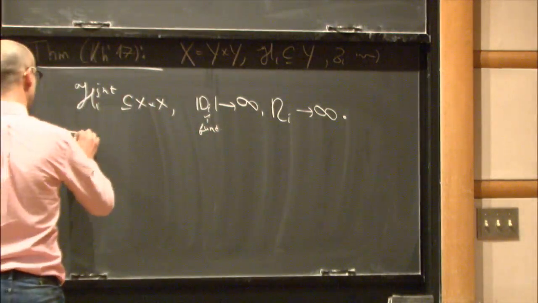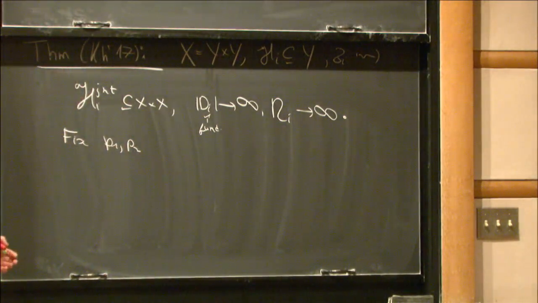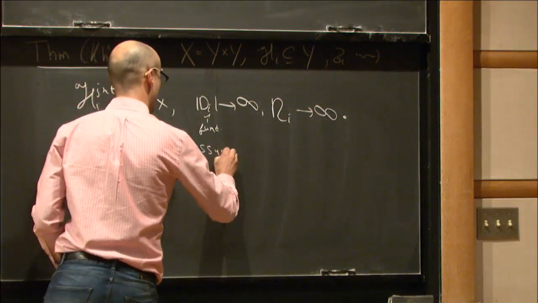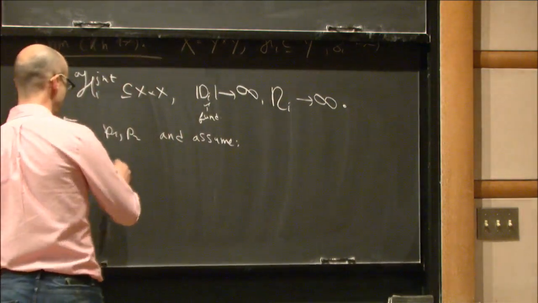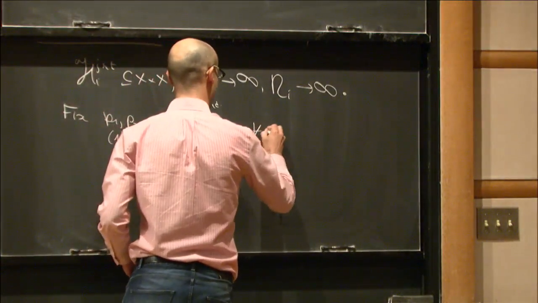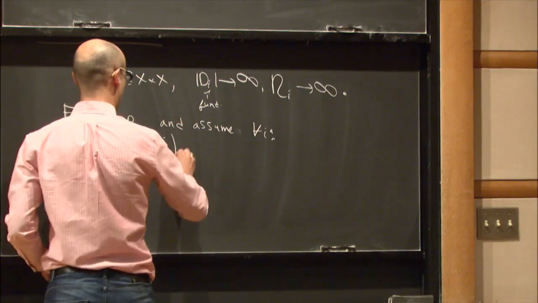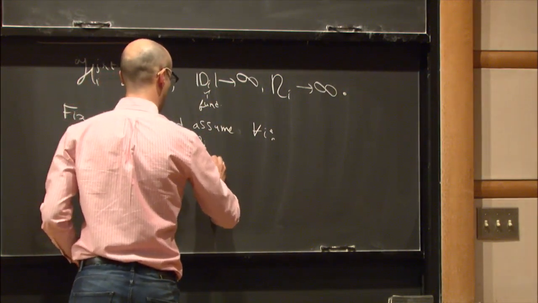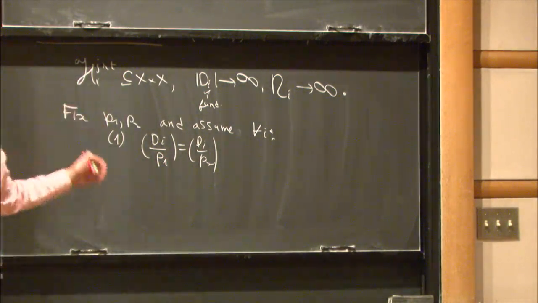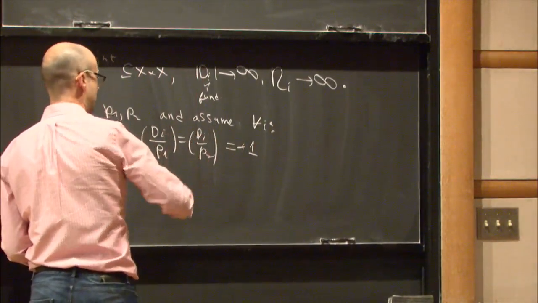Now you need to fix two primes. This is really essential to the method. Fix two primes and assume that you are split for all I. Your sequence of CM fields are split at both primes. The primes are distinct, obviously. So this is assumption number one.